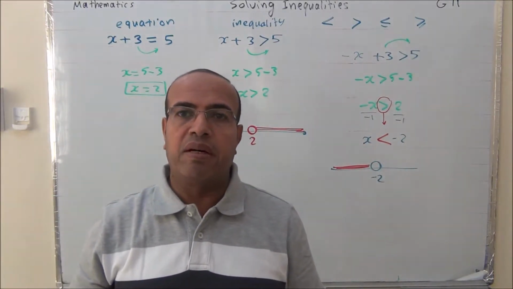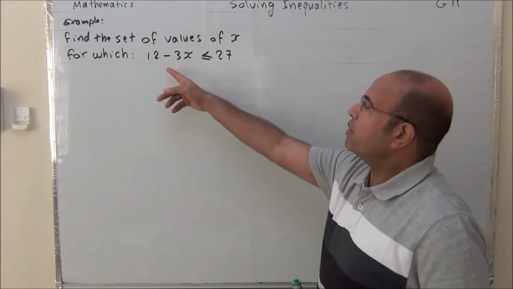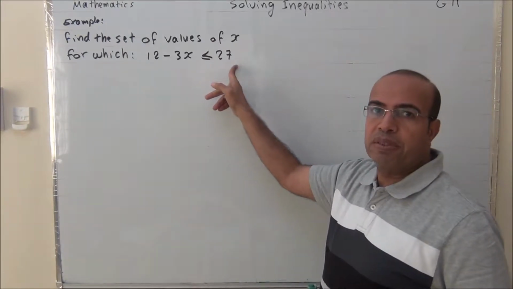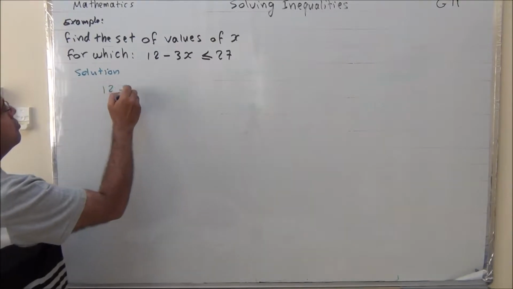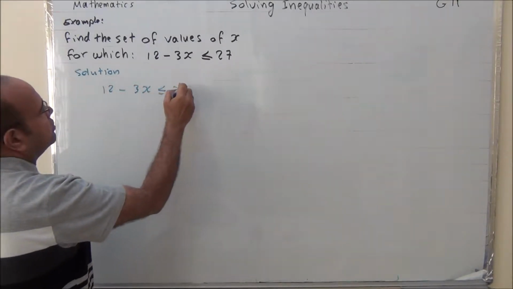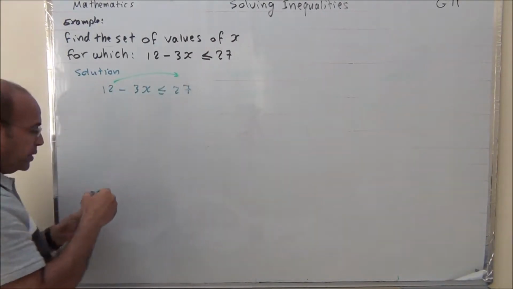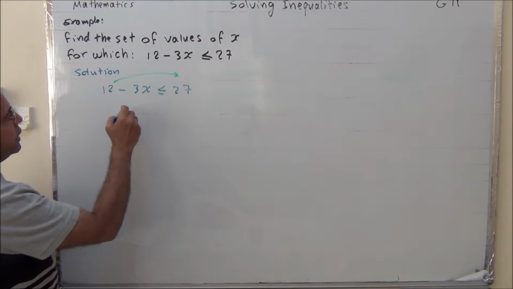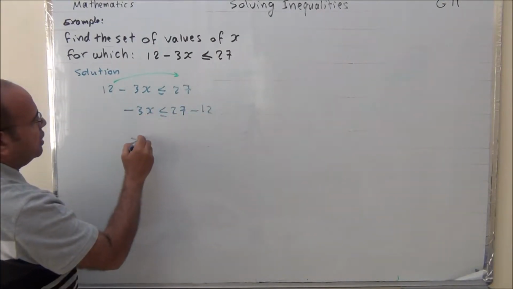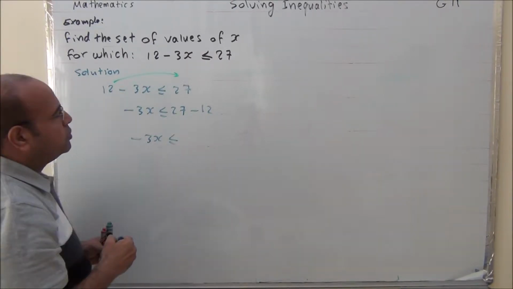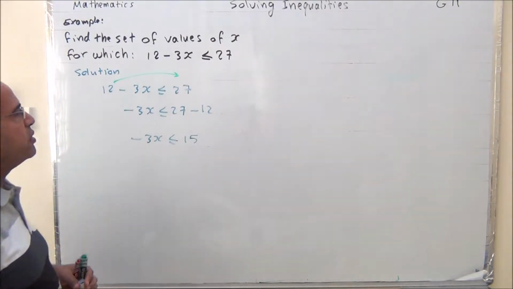Let us take an example. In this example, it says find the set of values of x for which 12 minus 3x is less than or equal to 27. We solve this. 12 minus 3x less than or equal to 27. How do we solve this? We move 12 to the other side. It becomes negative. So negative 3x less than or equal to 27 minus 12. It becomes 15.